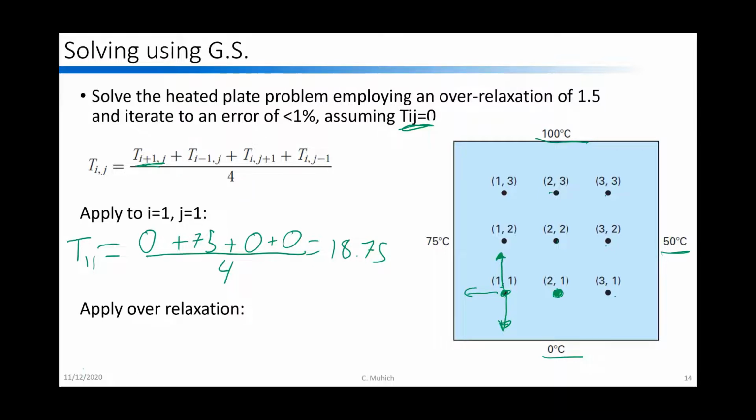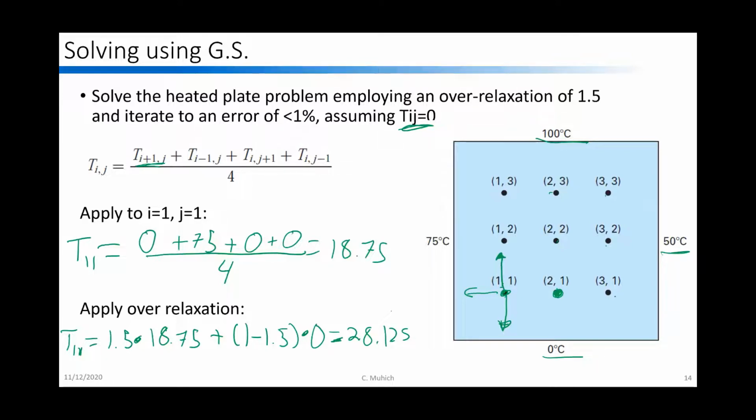So this is my next guess for my temperature. Now I'm ready to do my over relaxation. So I can say that my actual next guess is going to be lambda, which is 1.5, times my new guess of 18.75, plus 1 minus 1.5, so 1 minus lambda, times my old guess, which was 0, and this will give me my actual next guess, which is 28.125.